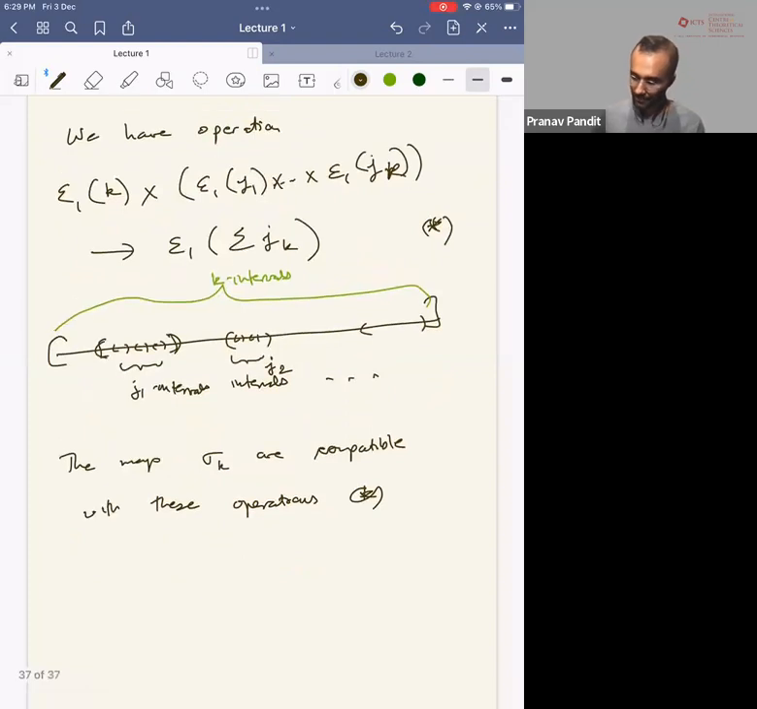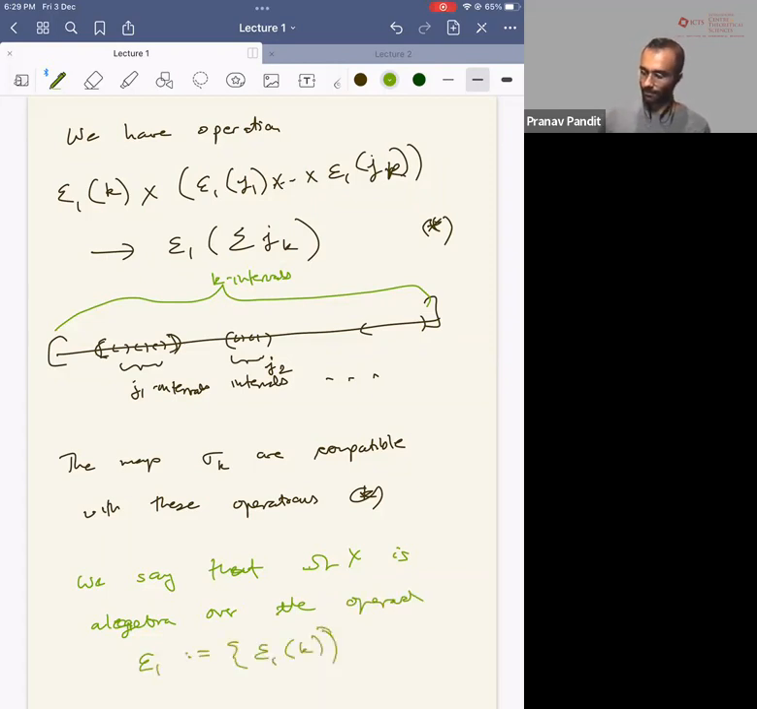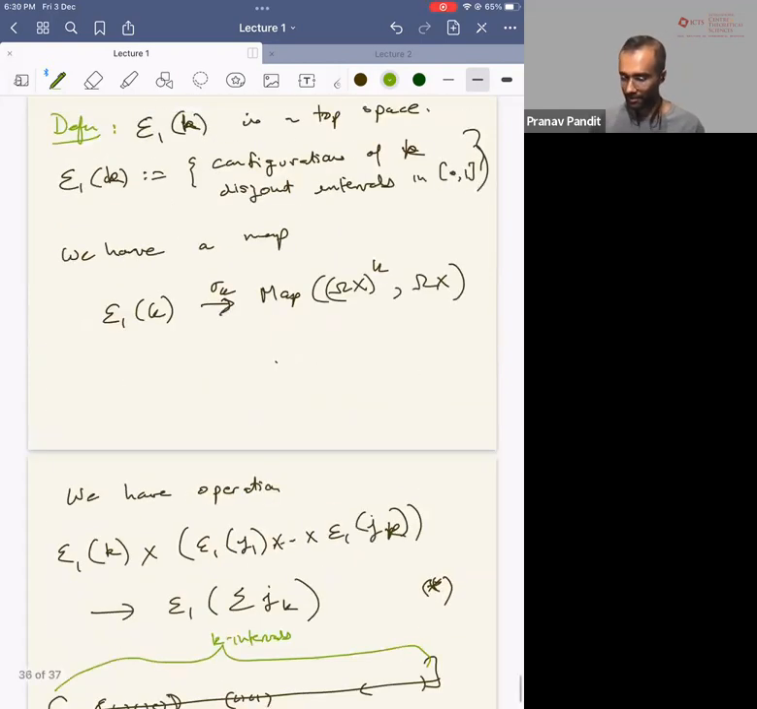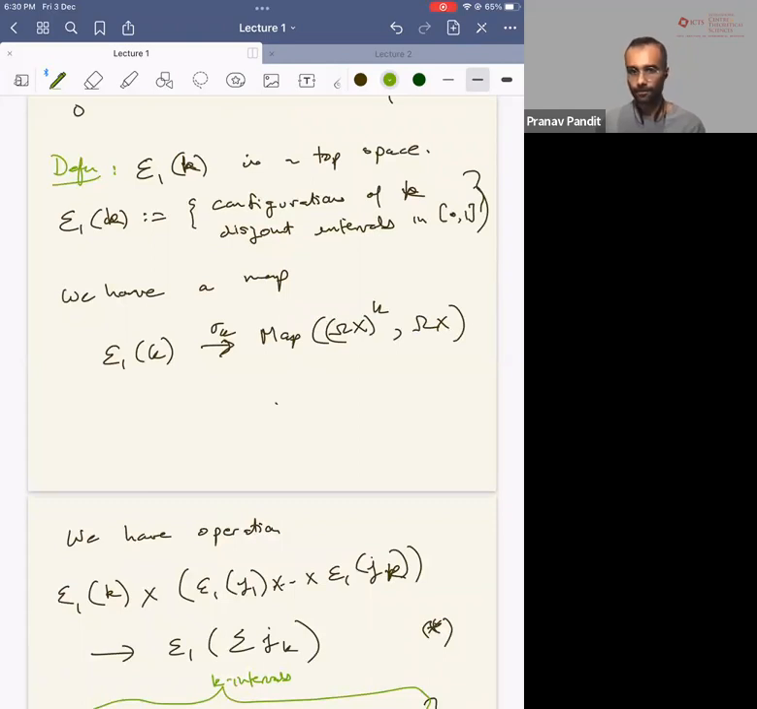So you summarize this by saying that omega x is an algebra over the operad. This is just lingo to describe what I just said, over the operad E1, which is defined by this collection of spaces E1 of k. So for every k, I have operations on omega x, which are parameterized by points of E1 of k, right? And these encode the fact that this space has a multiplication and that this multiplication is associative up to homotopy.